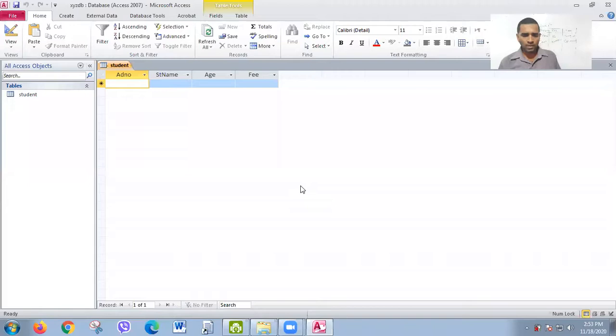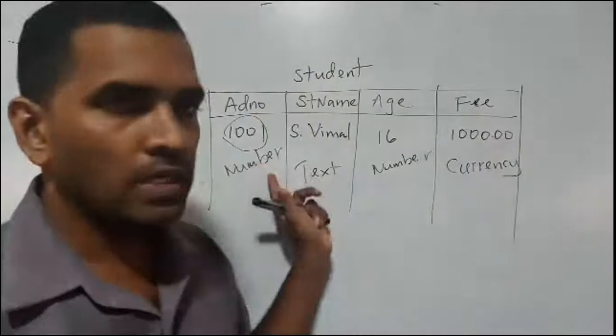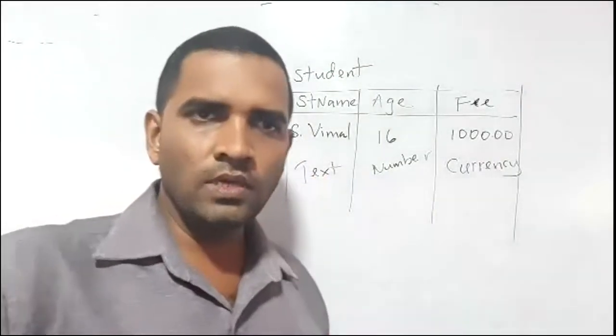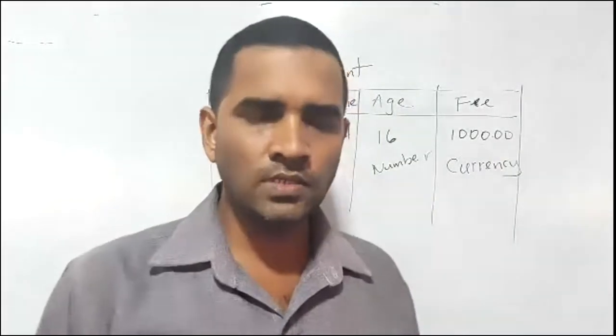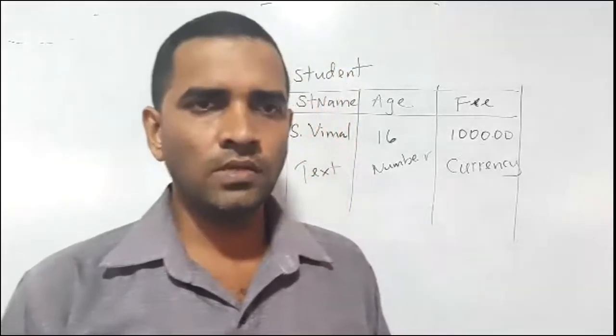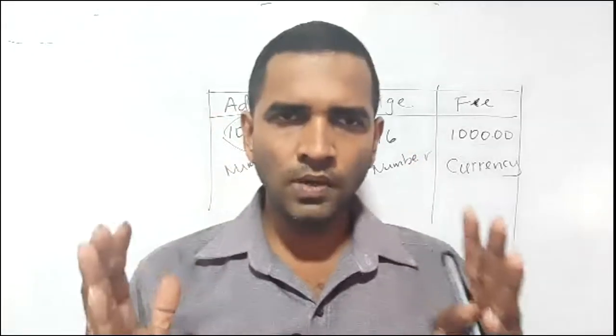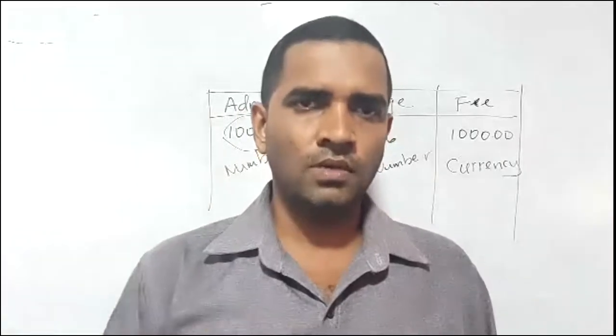So now the primary key hasn't been set, right? But look at the view now. The view has been changed. Look at that. First one is admission number, second one is student name, third, age, and fourth, fee. So now it looks like a typical table. If you compare this table with the table which we created just now, you can see the similarity, right? So now your table looks like a typical table.